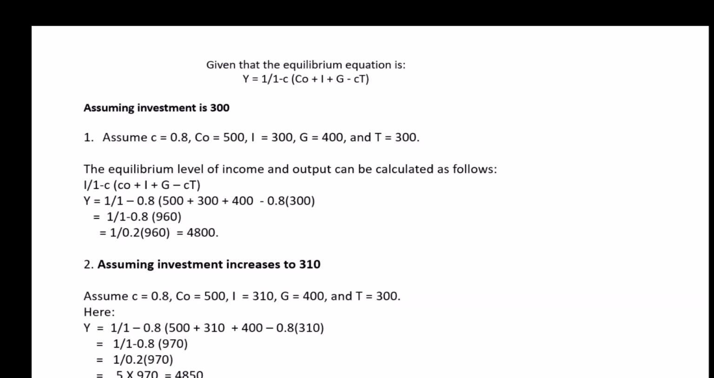All right, number 2, here we have assumed there's an increase in investment from 300 to 310. I have to make the assumption that there's an increase in investment. So all we do is slot the figures into the equation, and that's what we get at the bottom.